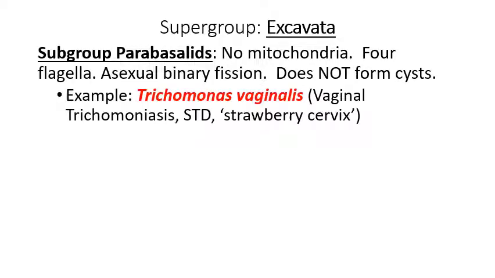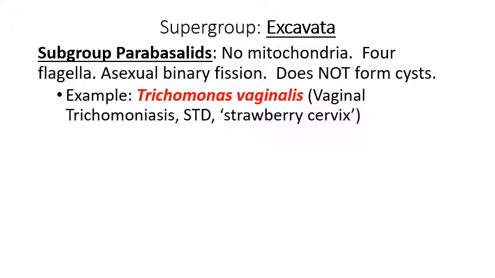All right, let's move on to the subgroup, the parabasalids. The example we're going to learn about is called Trichomonas vaginalis. It causes vaginal trichomoniasis. It is a sexually transmitted disease, and it causes a feature in the woman who catches it called a strawberry cervix.